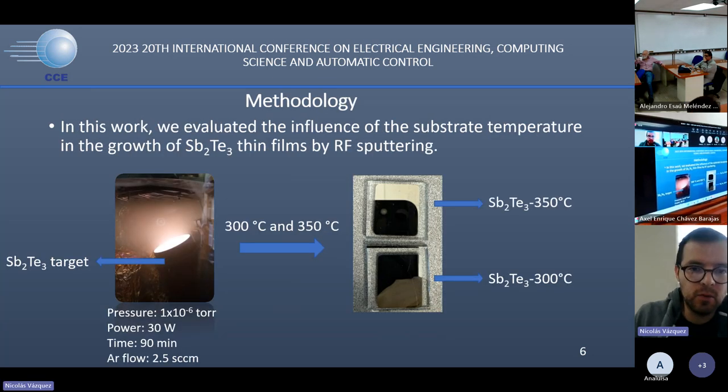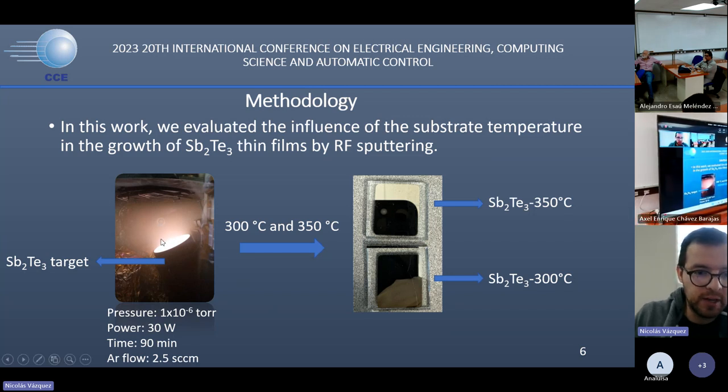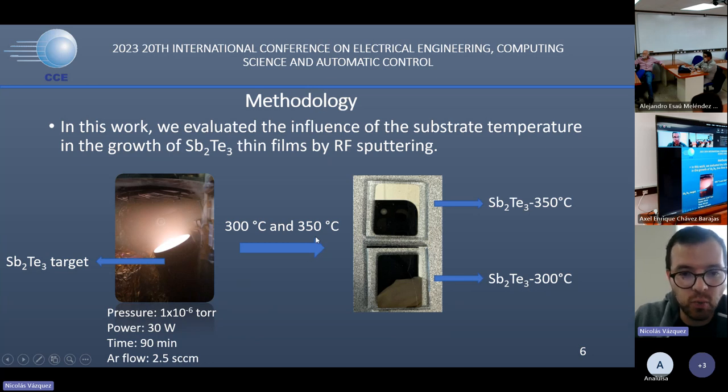So when it comes to the methodology and how we grew the thin films, obviously we used the RF sputtering method, in which we have the growth chamber right here, where we have the substrate in the upper part, and at the bottom we have the target, which is a sputter target. All these parameters were kept constant: the pressure, the power, the time, and the argon flow. The only thing that was changed was the substrate temperature.